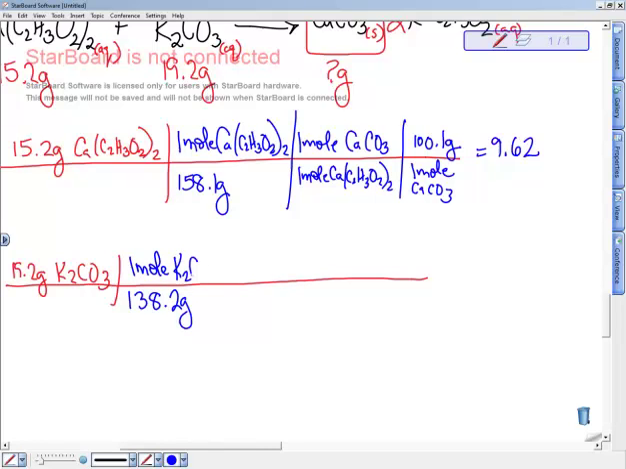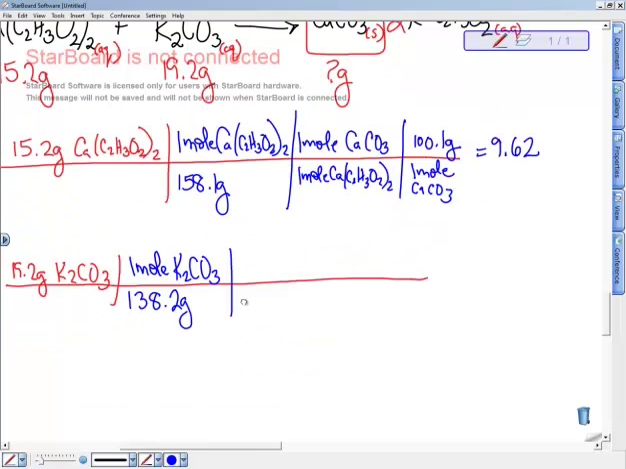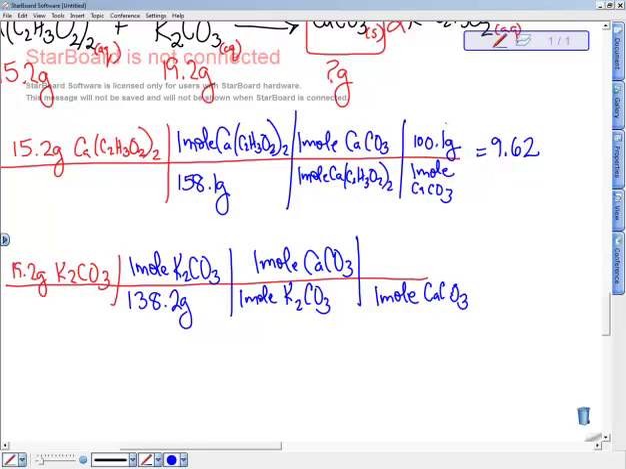Okay, can you guys check my molar mass here? I got 138.2 for potassium carbonate. Now in this problem, we're going from here to there. Looks like there's a 1 to 1 mole ratio. For every 1 mole of potassium carbonate, you will make 1 mole of calcium carbonate. And what's really cool about doing these is once you get the molar mass of the precipitate for the first reaction, hey, you already did it. It's right there. 100.1 grams.